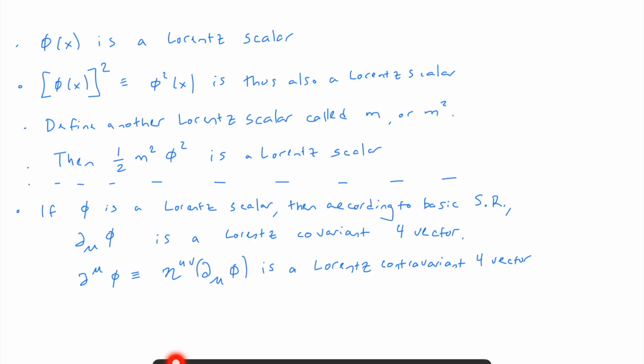I self-taught physics, so some of these things I may mispronounce because a lot of what I read was not in books. But this is how you can raise a vector. If you have a covariant vector and you raise it, you get this, and this is our symbol, d with mu raised. And that's a Lorentz contravariant four vector.